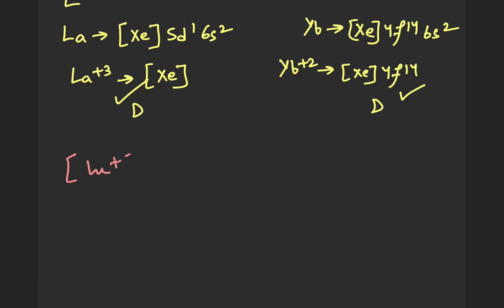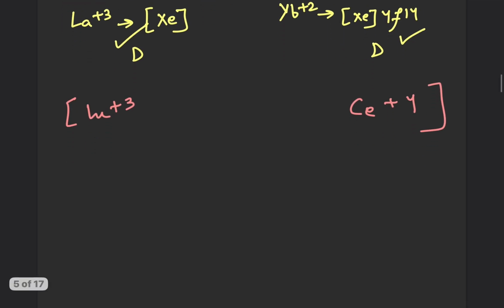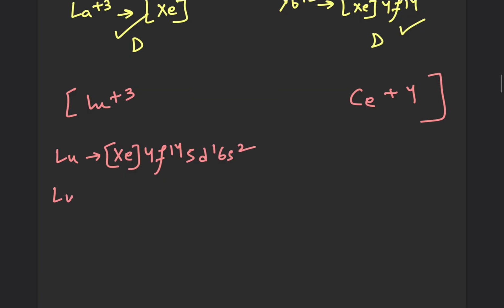Next pair that is given to us is lutetium+3 and cerium+4. The configuration of lutetium is xenon core 4f14 5d1 6s2. So therefore lutetium+3 will be, so we knock out electrons, 2 from here, 1 from here. So we are left with xenon core and 4f14. So therefore again xenon completely filled and paired, 4f completely filled and paired, so it is diamagnetic.